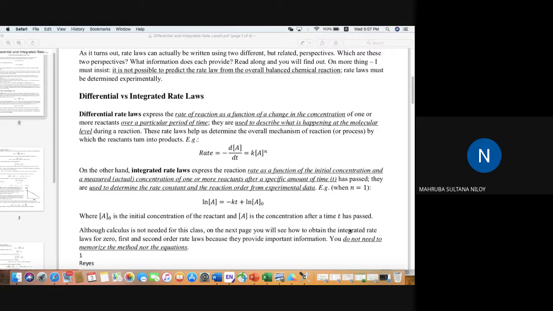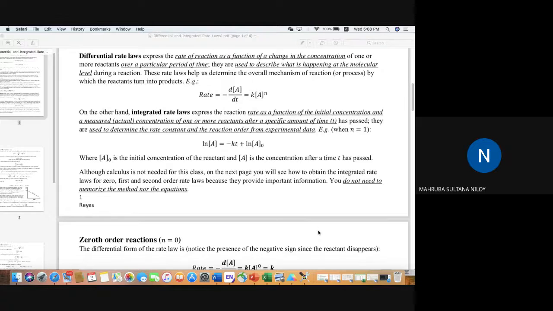So we already know about calculus, right? Integration, differentiation. Yes, sir. Okay, so today we'll discuss in detail how we can calculate integrated rate laws using calculus, for different reaction orders like zero order, first order, second order, third order. Is it clear? Yes, sir.